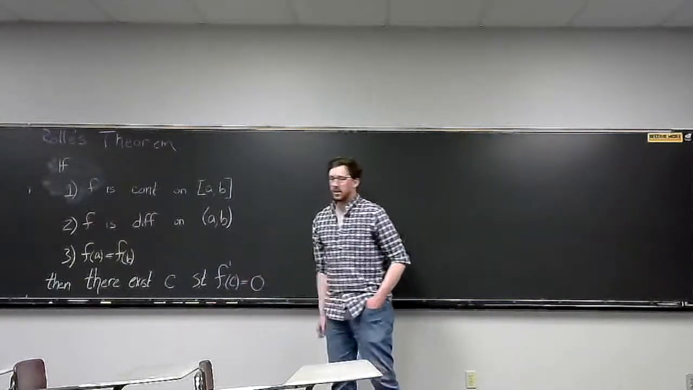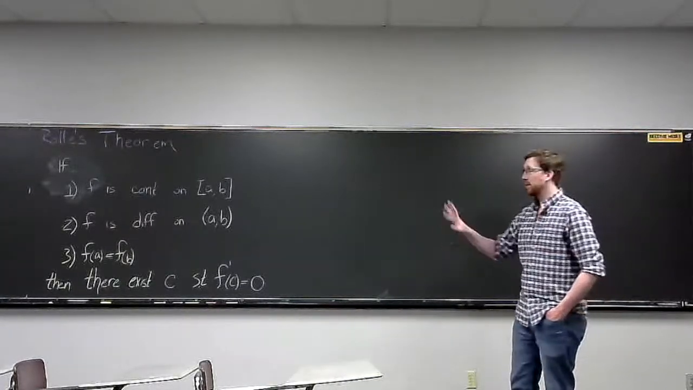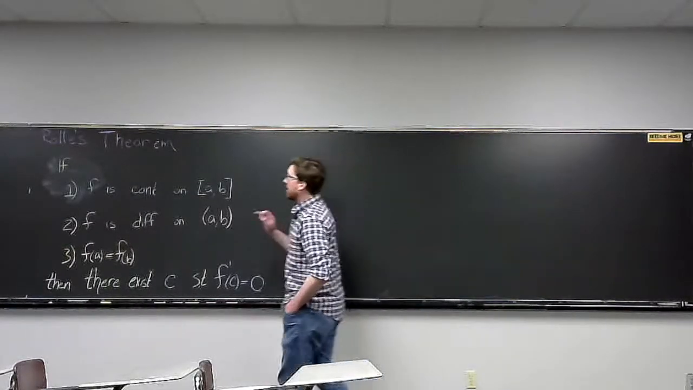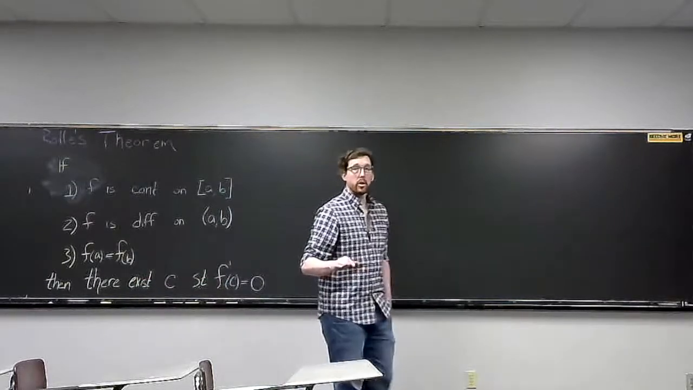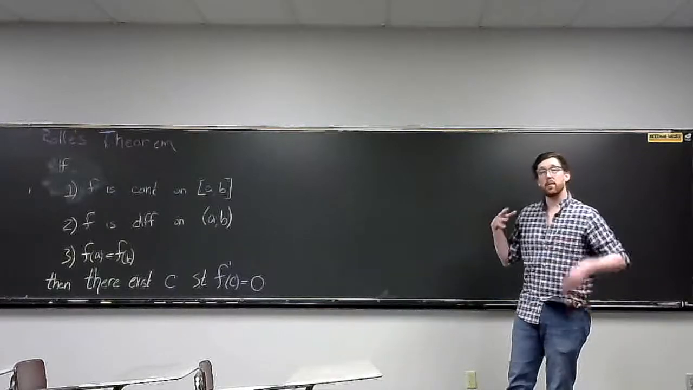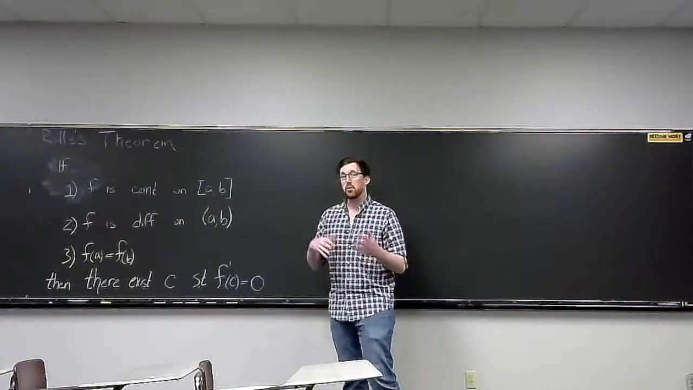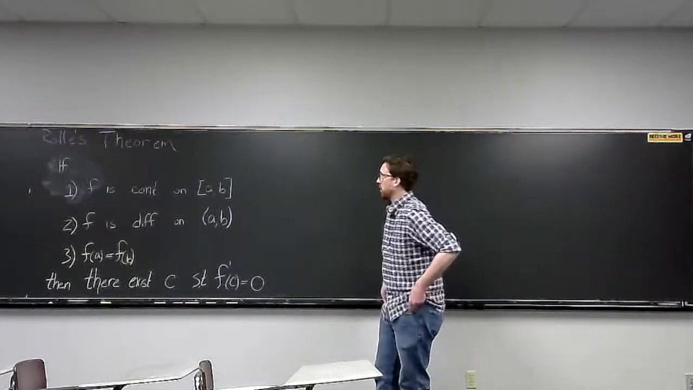We're going to start off with Rolle's theorem, which states that if each of these three conditions are true, then we can say that there's a c inside of a particular interval such that the derivative of our function is going to be equal to 0. Now, let me actually state what all that says.